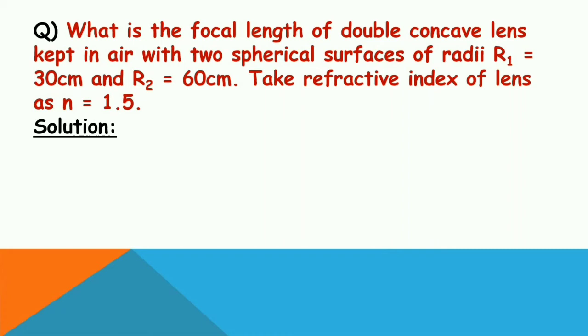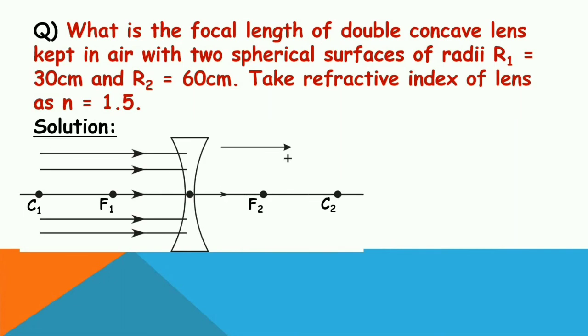So first we need to check which formula has to be used. For that, first we need to observe the question. The lens is kept in air, and he is asking to find the focal length. We have two formulas for the focal length, the lens formula and the lens maker's formula. Which one has to be used can be checked with the given data.